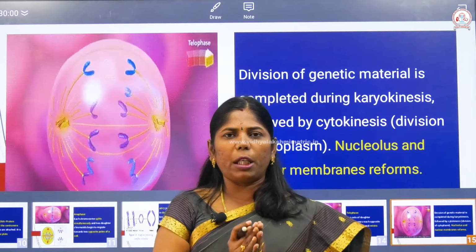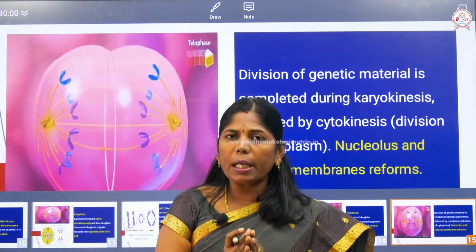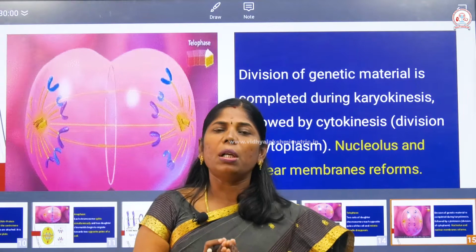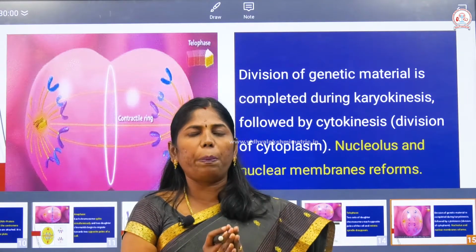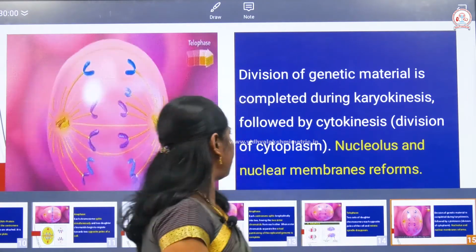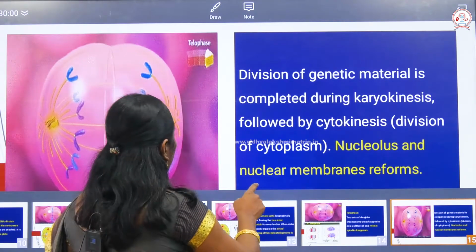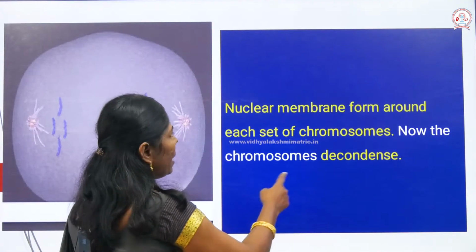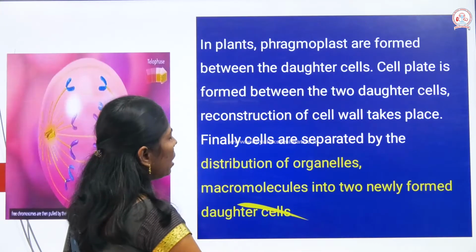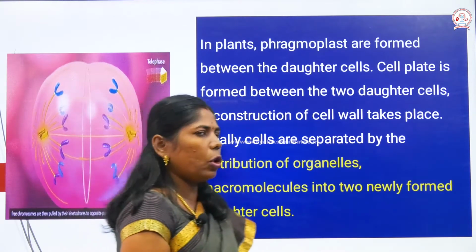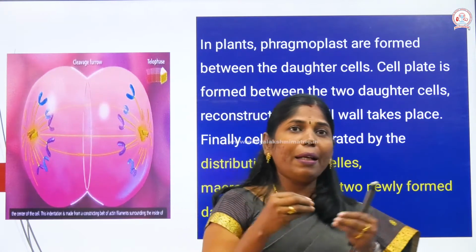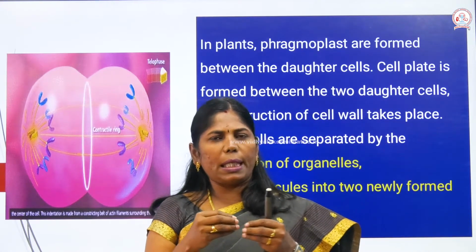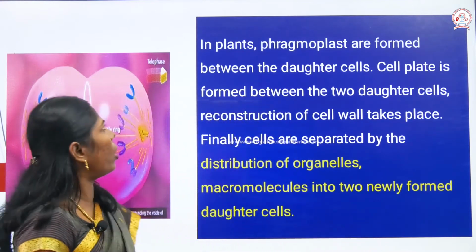We have seen this when studying chromosome structure. The nucleolar organizer is the secondary constriction. So with the help of the secondary constriction, the nucleolus will reappear during the telophase. The nuclear membrane and everything should reappear and form around each set of chromosomes. Now the chromosomes are decondensed. The chromosomes become elongated, so they are decondensed, okay? They go back to the initial stage, forming thread-like structures as they were in the beginning.